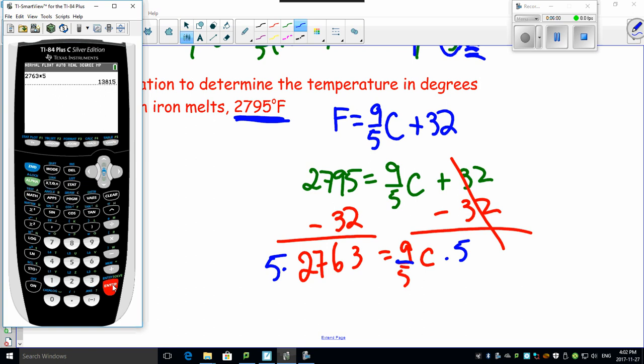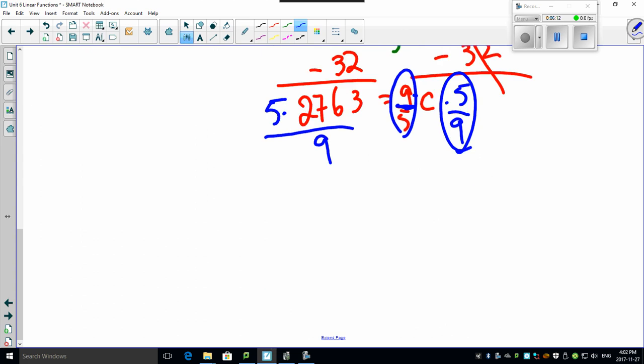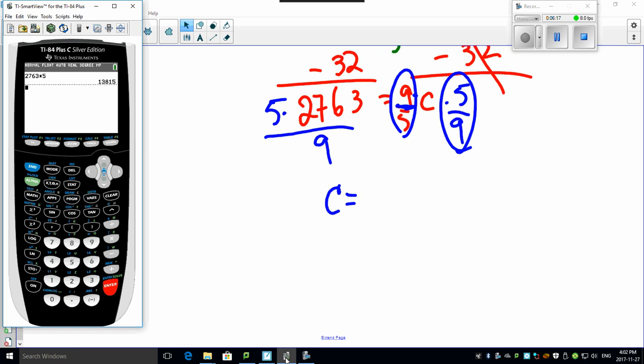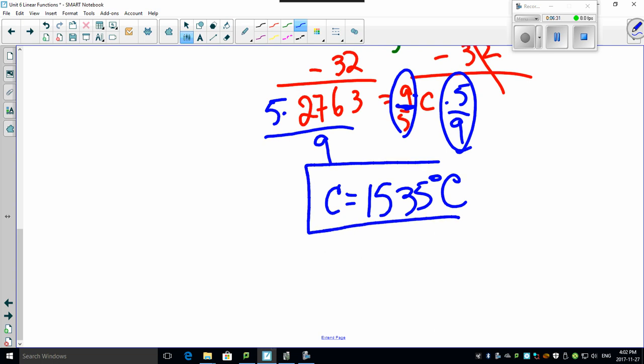And then, don't forget, since this is times 9, we're going to divide it by 9. Aha! Look at that. Multiplying by the reciprocal. Yay! Okay, so C equals 13,815 divided by 9. Let's bring up our calculator again, and we get an answer of 1,535 degrees C. So that's how you develop a formula and use it to solve a problem.